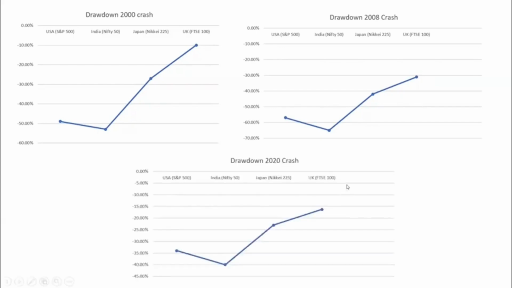Now the famous COVID crash. Again, we can see how Indian markets were the most impacted. It fell about 41%. What surprises me about each of the crashes is that whatever happens around the globe, why is India getting affected the most?